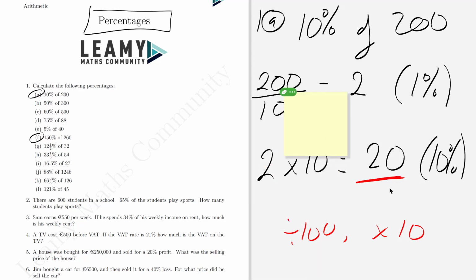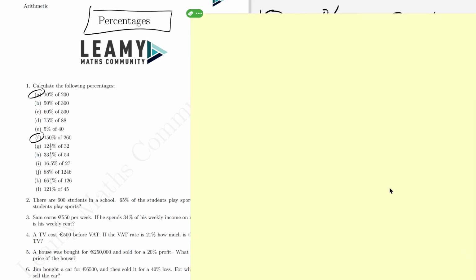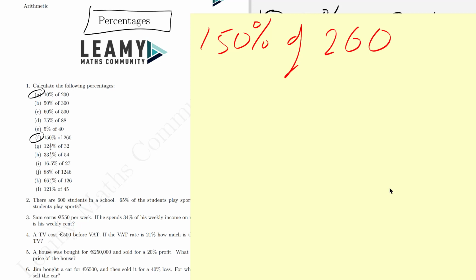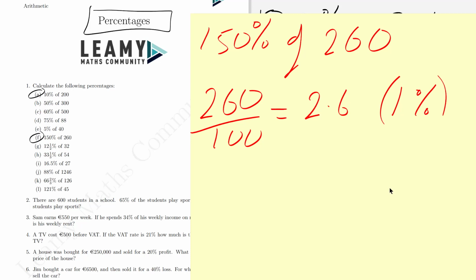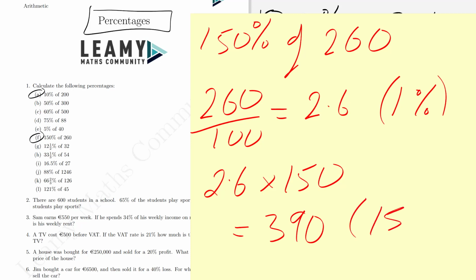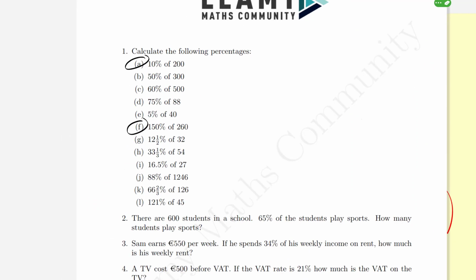I said I'll do 150% of 260. So first thing is divide by 100 to get 1%. So 260 divided by 100 is 2.6. That represents 1%. Then I'll multiply my 1%, my 2.6, by 150 to get 150%. And you get 390. So 390 is 150% of 260. So there I divided by 100 to get 1%, then multiplied by the desired percentage. Okay, so that is an introduction into how you're going to do question 1.